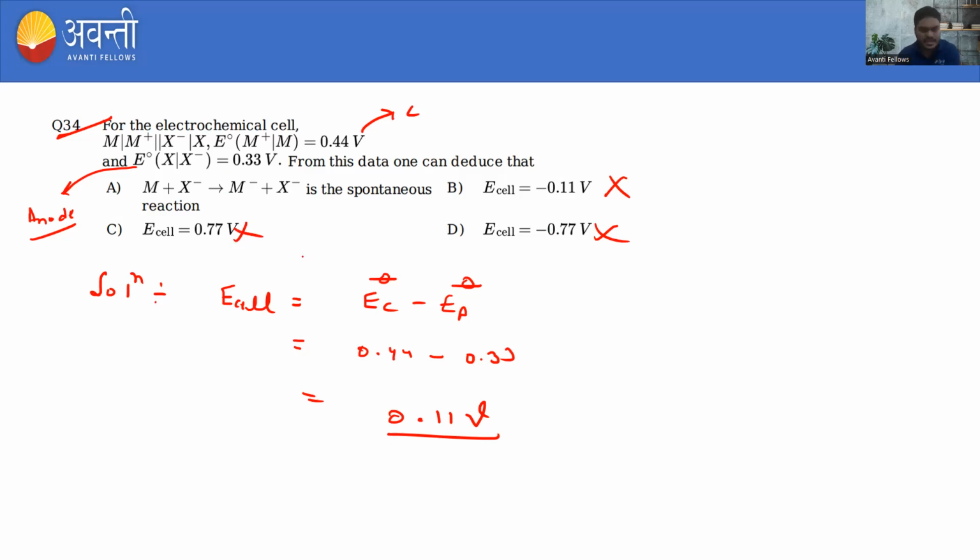So this M plus X, this will give M plus X. Here a plus sign is supposed to be there in the question. So that M plus or X negative is a spontaneous reaction. We can easily say that because M has a good reduction potential value, it can be converted. So we can say that option A is absolutely correct because all the rest of the options are incorrect.